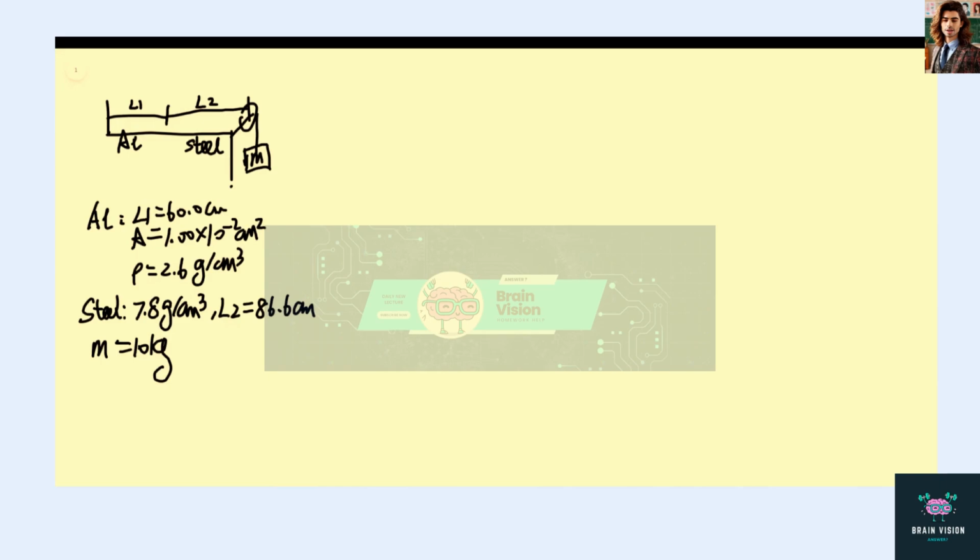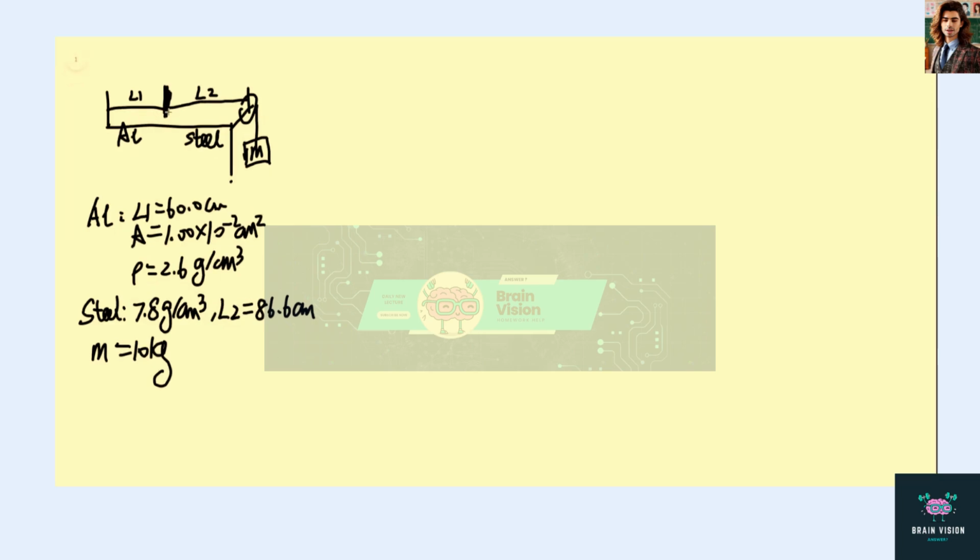We have L1 and L2, and these two wires are made of different material. One is aluminum and one is steel. And we hang a mass of 10 kilograms from the end of these two jointed strings, and we want to induce a standing wave on the string so that there is a node.